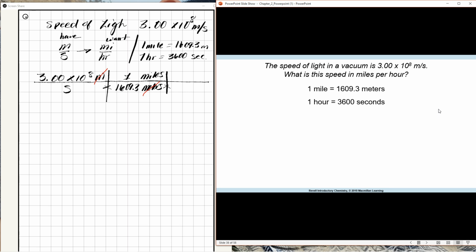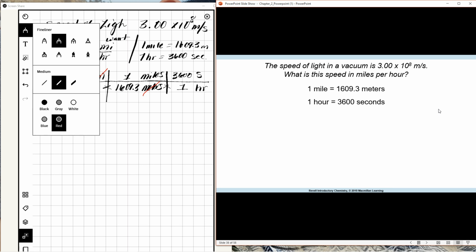I want to get rid of seconds, so therefore, since seconds is at the bottom, I need to put seconds on the top. And now I'm going to put my hours at the bottom because I want the hours right here on the bottom. So I have 3,600 seconds in 1 hour. If I look at the units, do my units cancel out?